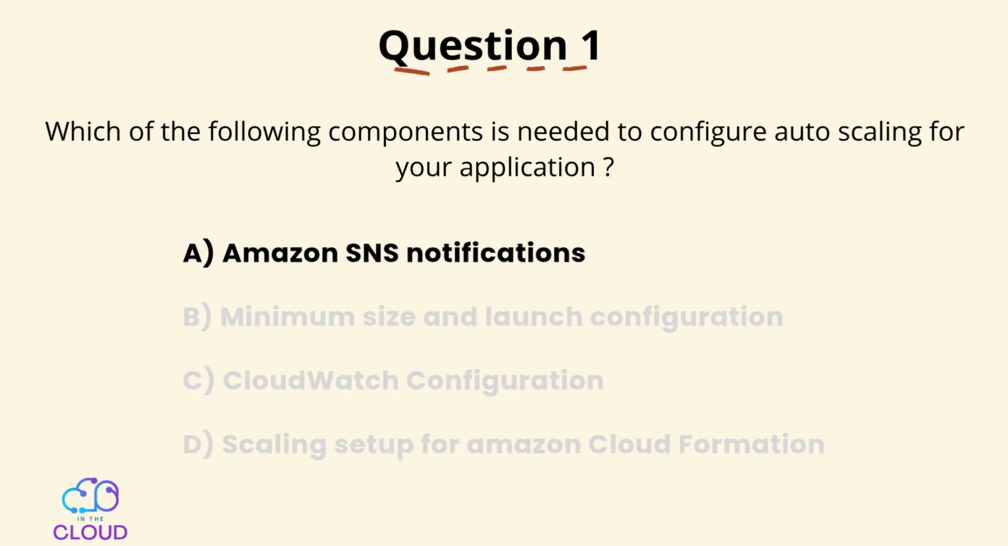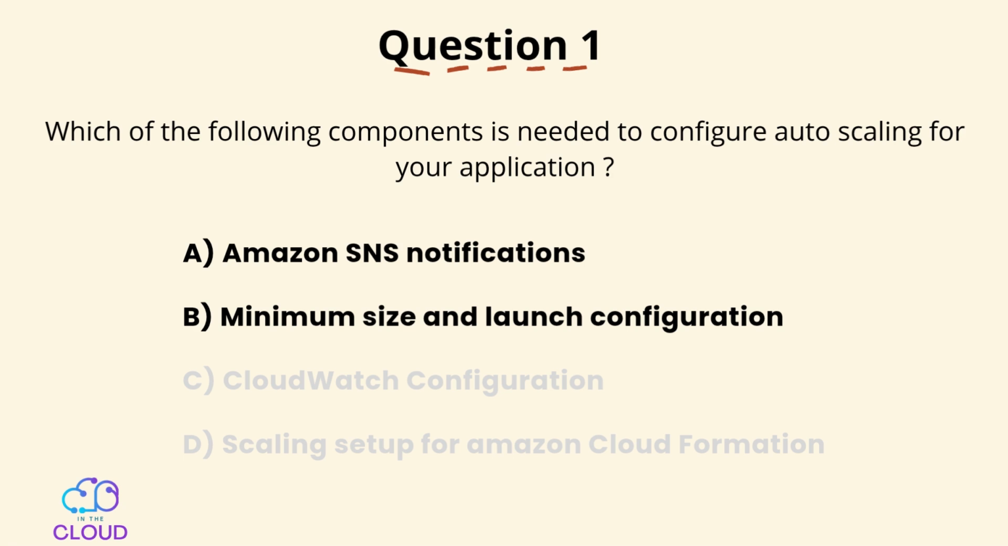A. Amazon SNS notifications. While configuring your autoscaling group, you have the option to add notifications with SNS, which will allow you to let someone know when a scaling event occurs, but it's not needed to configure your autoscaling group for your application. B. Minimum size and launch configuration.